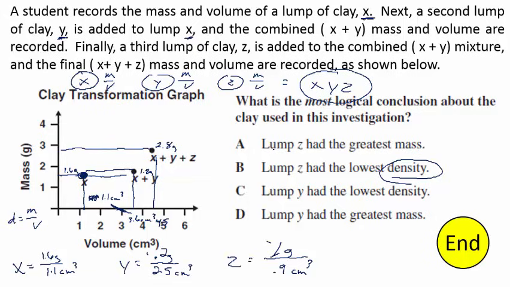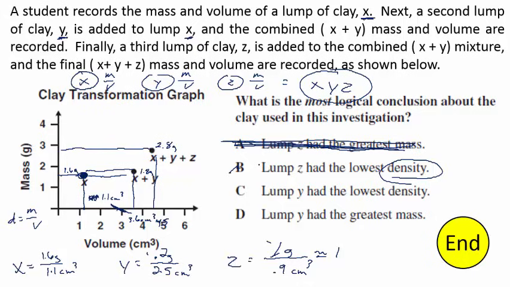Lump Z has the greatest mass. Well, looking at the data we interpreted, is that true? And the answer is no, because X has a greater mass than Z. So A is gone. We're going to eliminate answers to get to the right answer. Lump Z has the lowest density. This is about a density number of 1. Here we're going to have a much, much smaller density in Y.